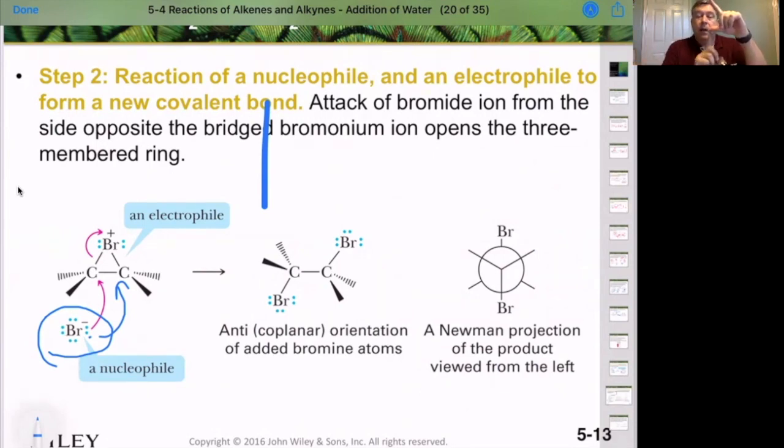When it does, it comes and bonds to one or the other carbon. Doesn't matter which, but whichever one it does, it means that now this is on the bottom and this is on the top. And if it was the other way around, we would still have bottom and top. So it is an anti-addition. The bromines are coming in from the bottom to open up that ring to give us those in that configuration. And if we looked at that by a Newman projection, that would show the bromine is facing down on one carbon, but is facing up on the other carbon in that reaction state.